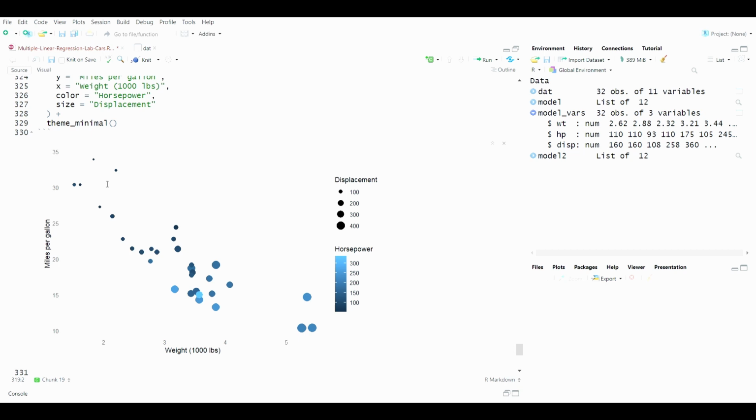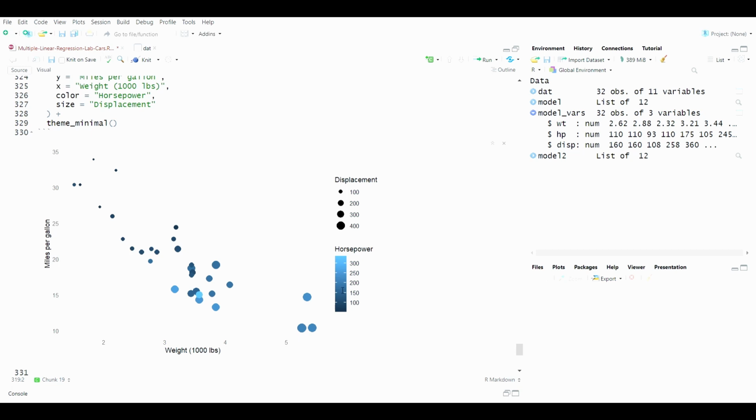The smaller dots have lower displacement. The larger dots have higher displacement. And we can also see this negative trend where higher displacement goes along with higher weight and also goes along with lower miles per gallon. So displacement, even though it wasn't a significant predictor in our analysis, still has a trend of a negative relationship with miles per gallon and a positive trend with weight.